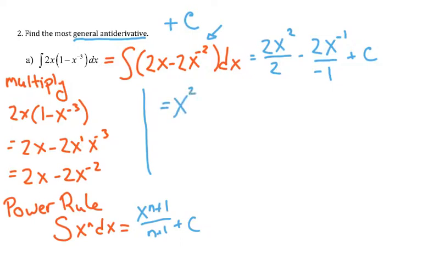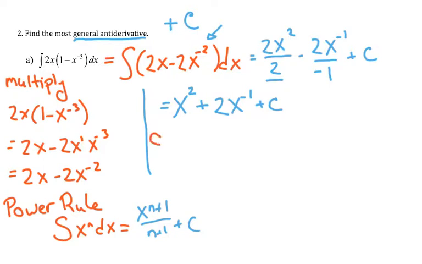The first term just becomes x squared. That minus sign turns into a plus sign. And I'm going to leave it with a negative exponent because that'll make it easier for me to check my answer. So let's check this.